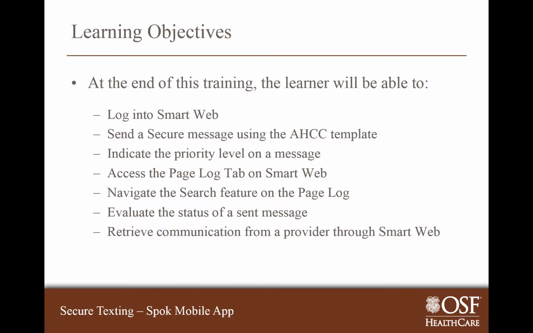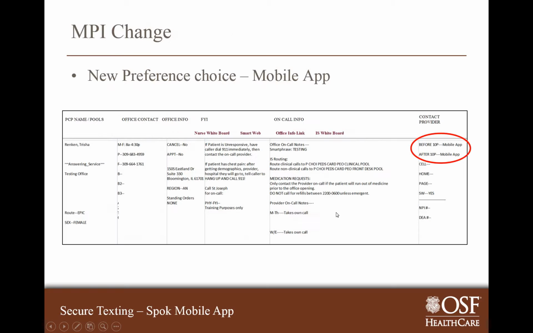So the learning objectives: at the end, I promise, you will be able to log into SmartWeb, send a secure message using the After Hour Call Center template, indicate the priority level in a message, access the page log tab on SmartWeb, navigate the search feature on the page log, evaluate the status of a sent message, and retrieve communications from a provider through SmartWeb.